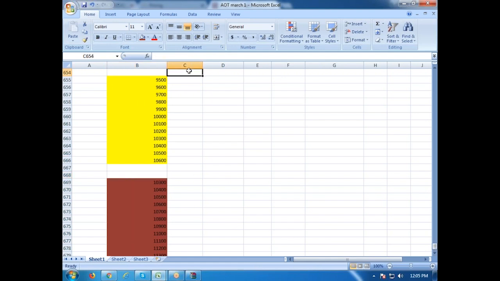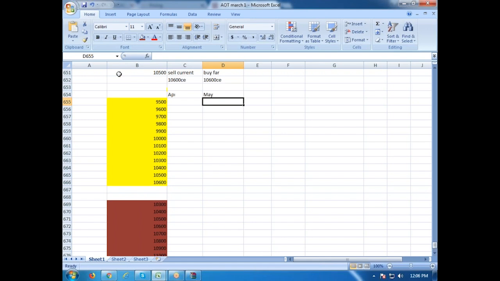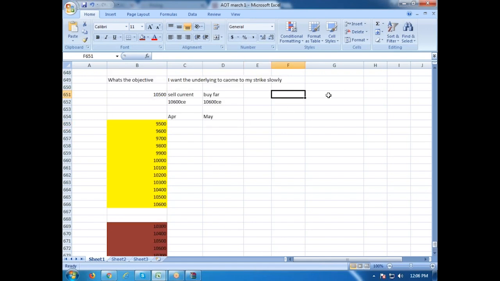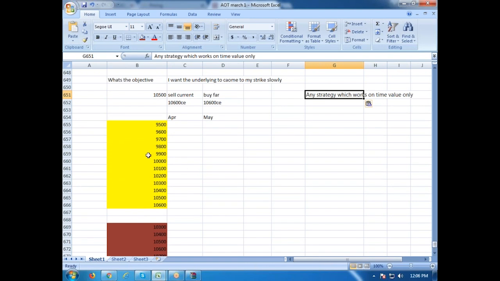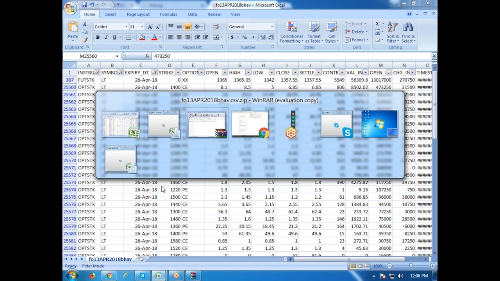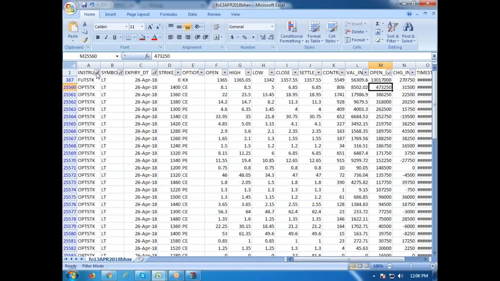Call options, and this will be the April month. This is the May month. I got a question in this: any strategy that works only on time value? I'll answer that in a bit. So let me first put these numbers there, the prices of options. These are the current prices copied. Good one.